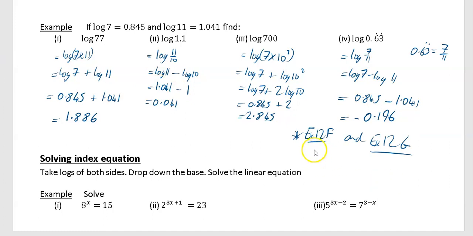Okay, you're now ready to do exercise 12F and exercise 12G from your CCEA textbook.